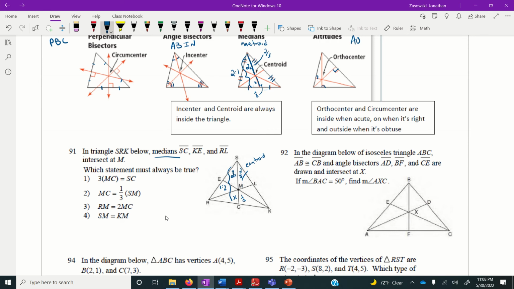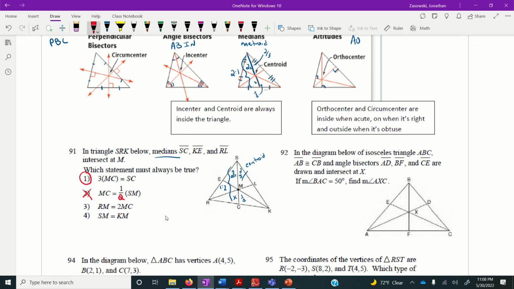All right. So if we take a look, is 3 times MC equal to the whole line SC? And that would be true, okay? Because this bottom part is 1/3 of the line, so 1/3 times 3 is 1, the whole line. So this is true. Now, if we look at MC, is MC equal to 1/3 of SM? And no, this is 2 to 1. So this should be 1/2 times SM, so that's out.